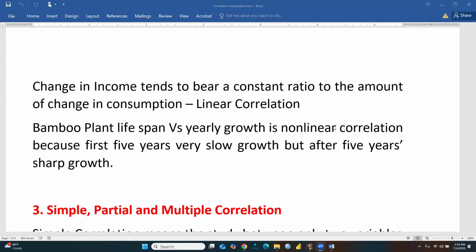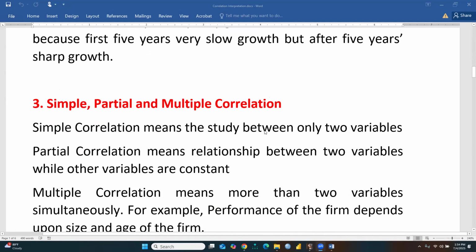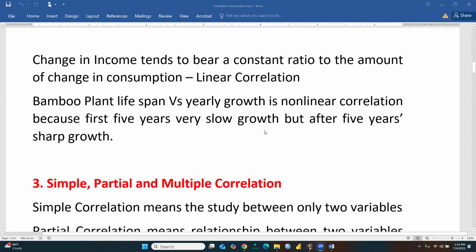But non-linear correlation means, for example, everybody has seen a bamboo plant. So bamboo plant lifespan versus yearly growth is non-linear correlation, because initially you are giving water and everything, but for the first 5 years there is very slow growth, and after 5 years there is a very sharp growth. So this kind of relationship is known as non-linear. Or we can take another example of non-linear. Let's say you are producing some crop and you are giving a lot of fertilizer, but still the output is not the same. Right. So this is known as non-linear correlation.